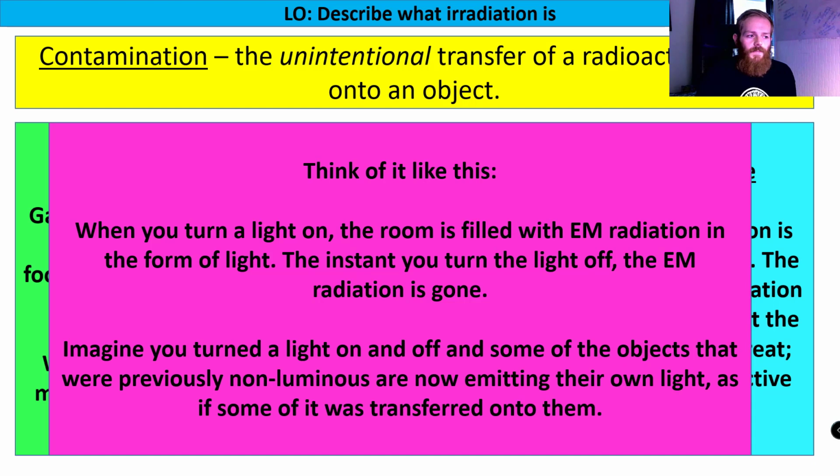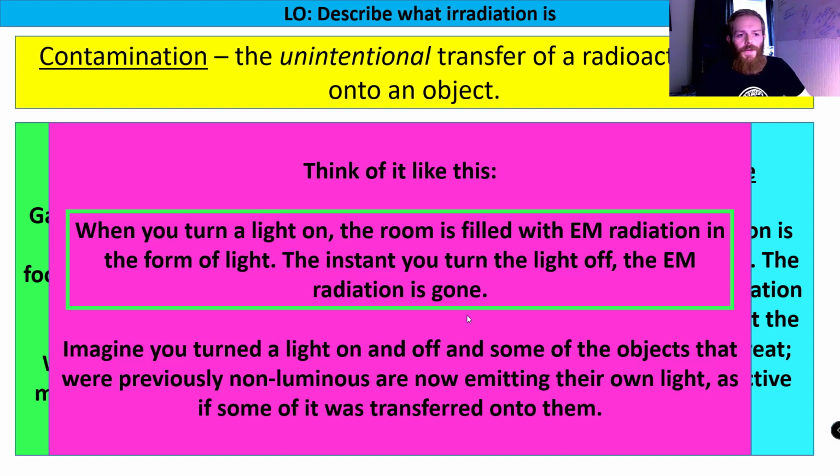This explanation at the bottom, imagine you turned a light on and off again, and some of the objects that were previously non-luminous, so let's imagine like my desk, I turn the light on and turn it off again, and all of a sudden there's little dots of light all over the table, like there's light coming off the desk. In that case, because that's now emitting that, we'd say that that is contaminated. It's as if some of the radiation was passed onto them, was transferred onto the actual substance, the surface itself, okay? So in this example, this is irradiation.